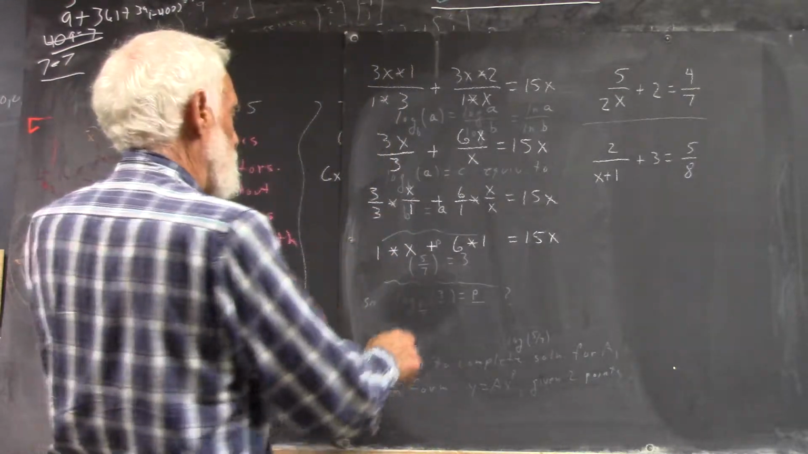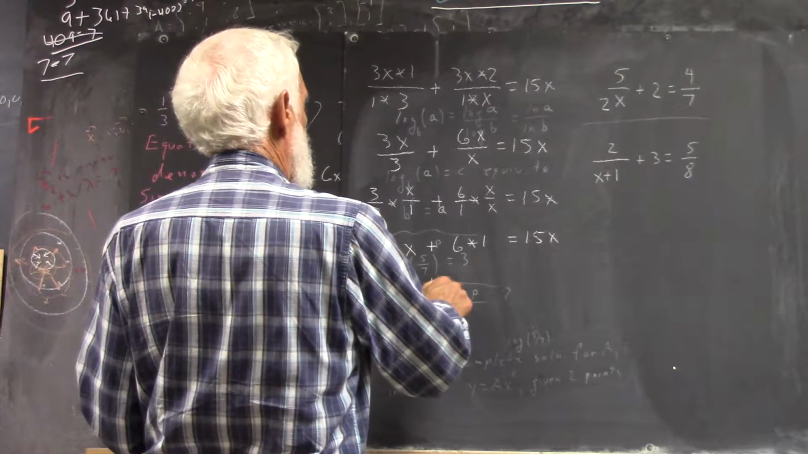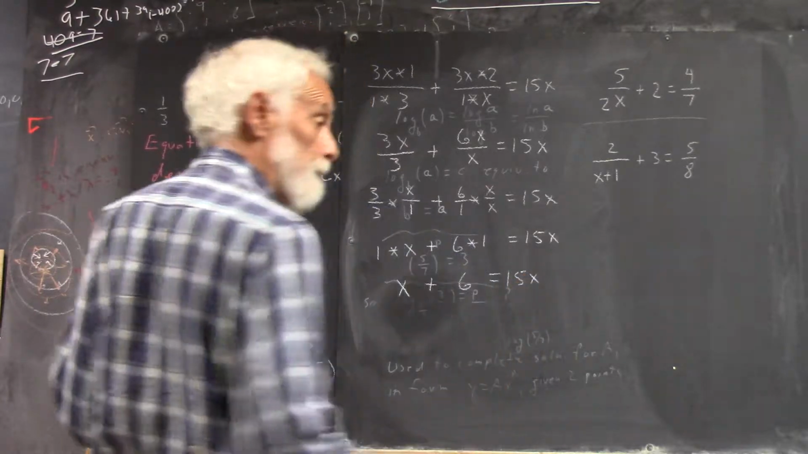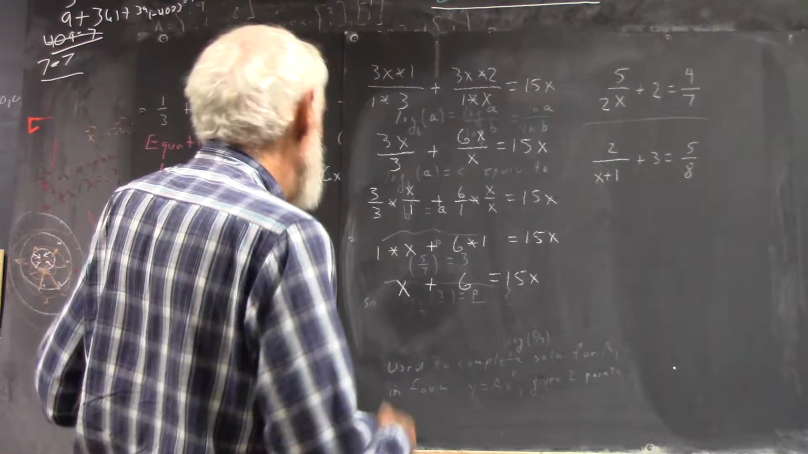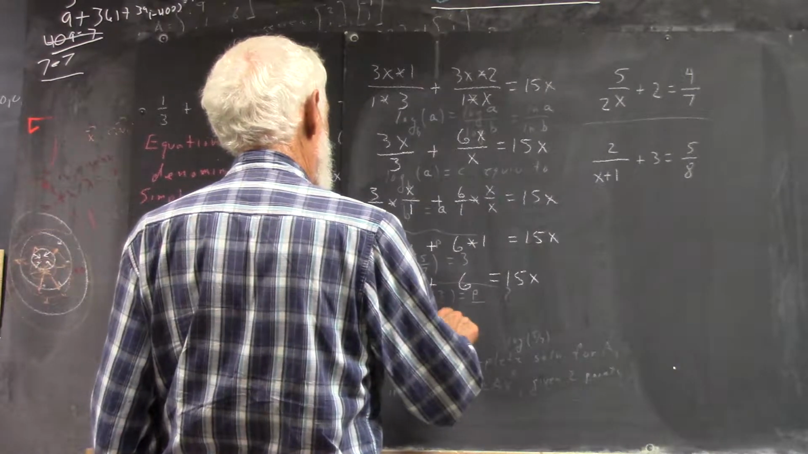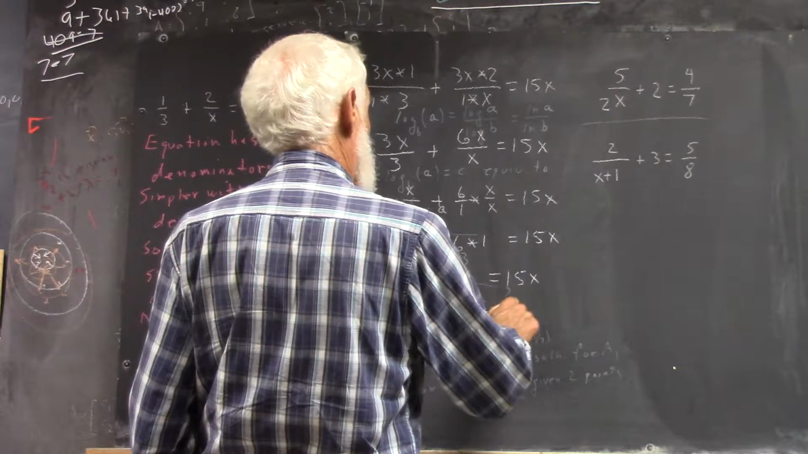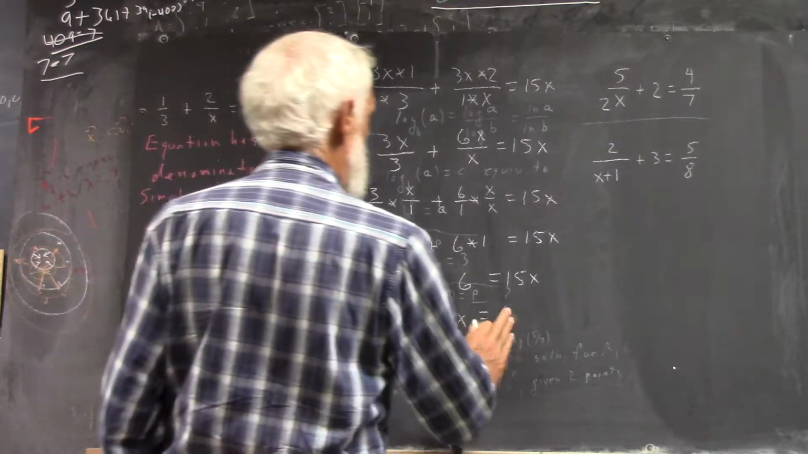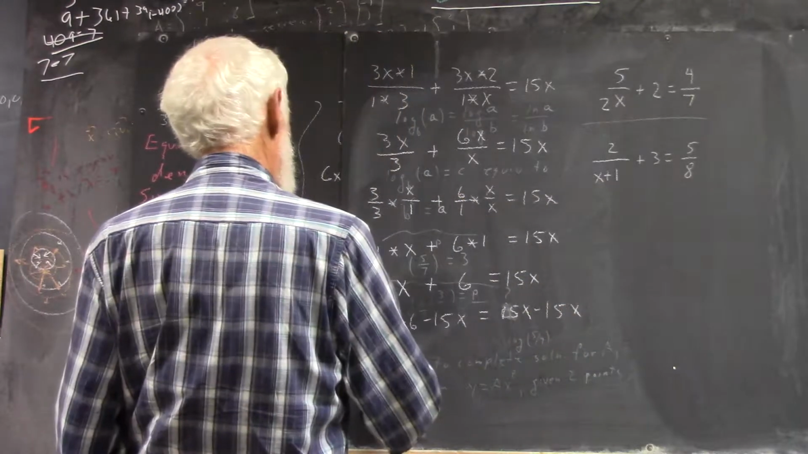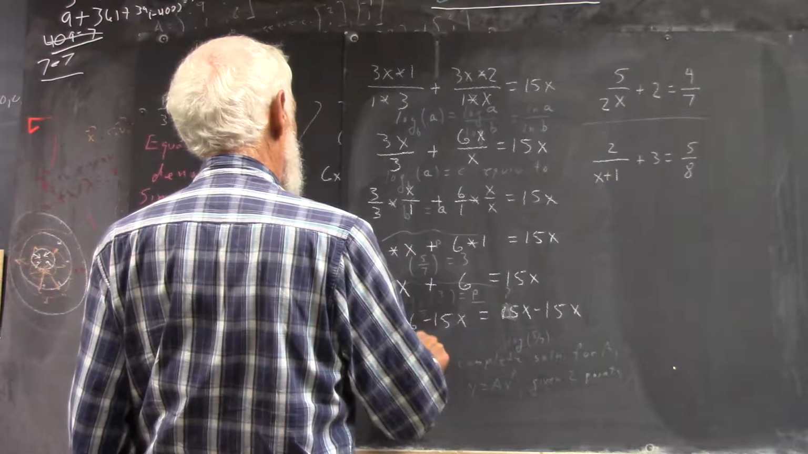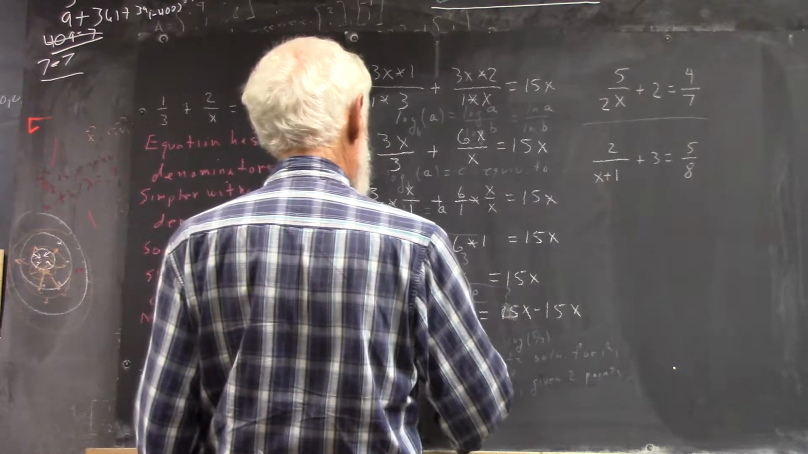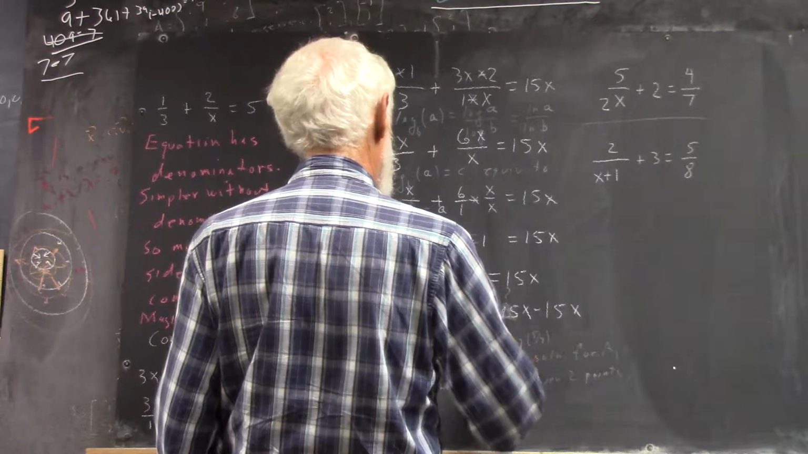Completing this one, 1 times x gives you x. 6 times 1 gives you 6. That equals 15x. So we're going to subtract 15x from both sides. And we're going to get, well, 15x minus 15x. And then we're going to get negative 14x, because x minus 15x is negative 14x, plus 6 equals 0.